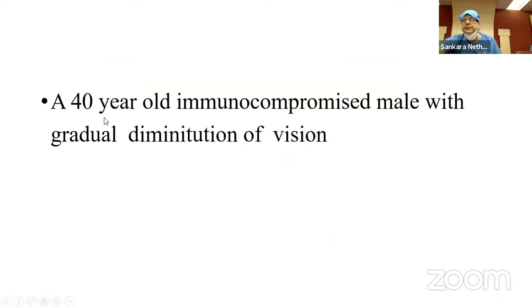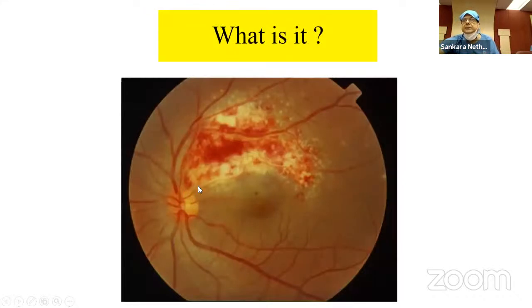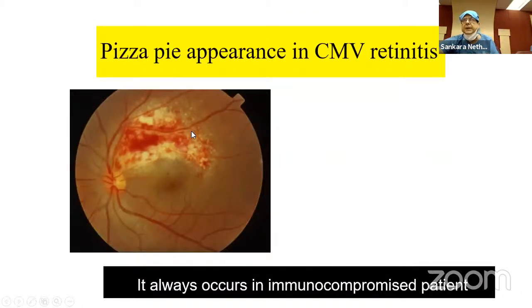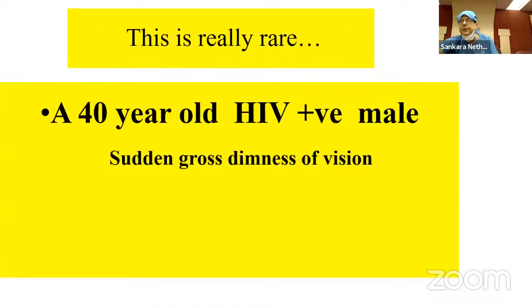I want to show you another case, a 40-year-old immunocompromised male with gradual dimness of vision. If you look at the picture, you can see a hemorrhage with necrotizing retinitis and small granular dot-like lesions. This is very classic of CMV retinitis, a dry granular appearance with hemorrhage in a necrotizing retinitis. It always occurs in immunocompromised patients like HIV, organ transplant, or on immunosuppression. And this is the typical pizza pie appearance.